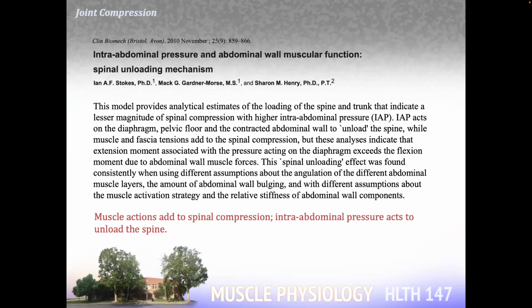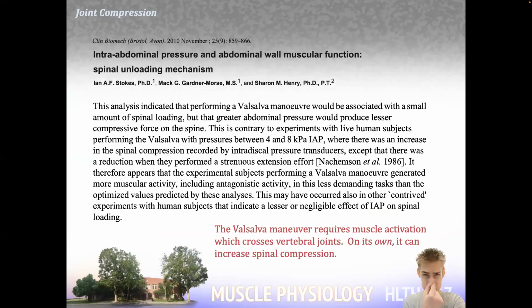Looking at how we can reduce spinal compression during exercise, intra-abdominal pressure is one way. The Valsalva maneuver is a way of increasing intra-abdominal pressure. And this is the Valsalva maneuver. This is you trying to blow out air, but you can't, right? You have a closed glottis, or you can just plug up all your holes and try to breathe out.